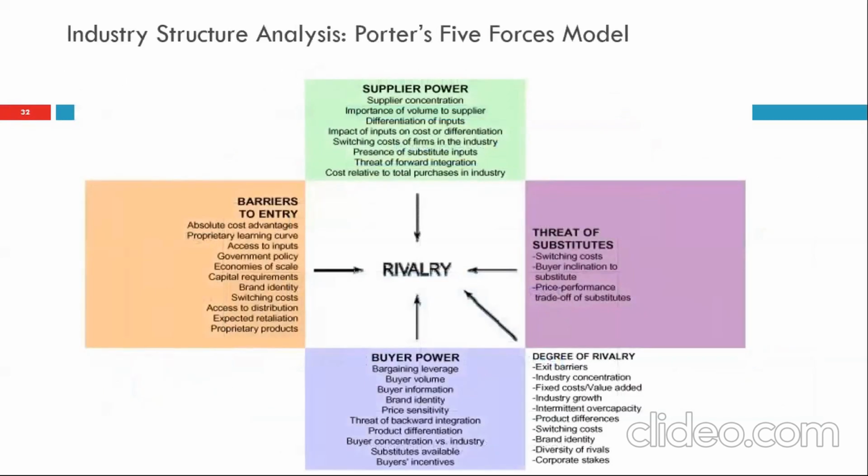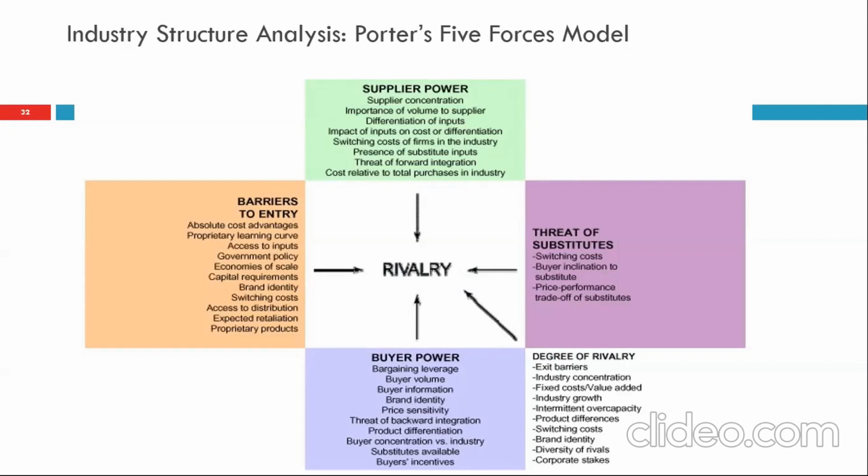Another theory is the 5 forces model by Porter. Here I'll give you only 1 or 2 examples because it is very vast. It is divided into 5 parts: supplier's power, then buyer's power, barriers to entry, threat of substitute, and degree of rivalry. The more there are barriers to entry, for example, capital investment requirement, the less there is rivalry entry. The more there is supplier power, then there is a high chance of entries.